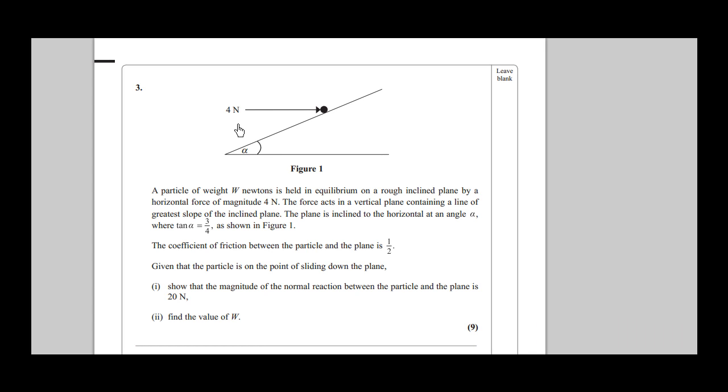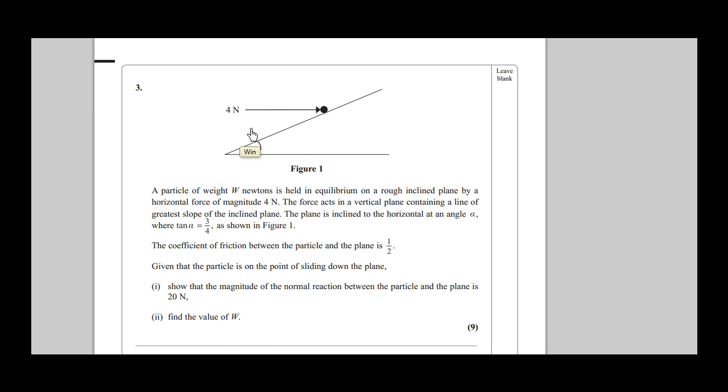Okay, welcome to the third question from the June 2011 question paper on M1. And here we have a slope with an angle alpha to the horizontal, with 4 newtons pressing as a horizontal force on the ball. I'm going to draw this over here so I can get some vectors drawn, as we always need when we do these questions.